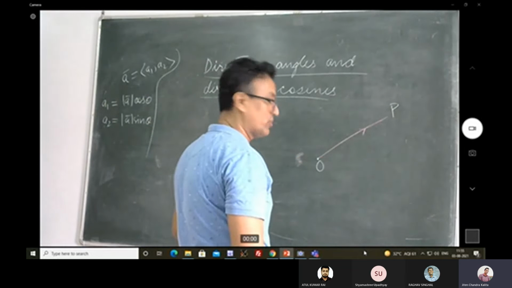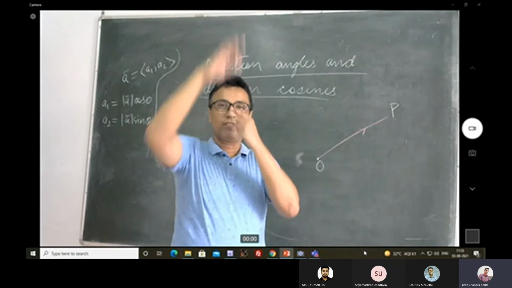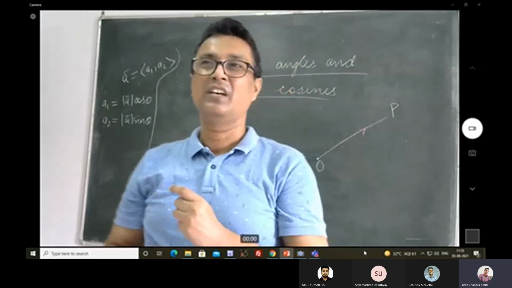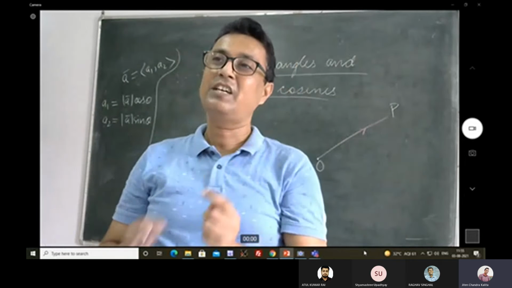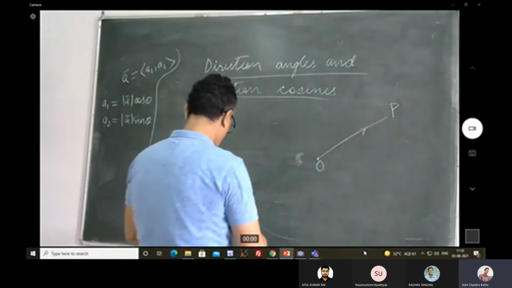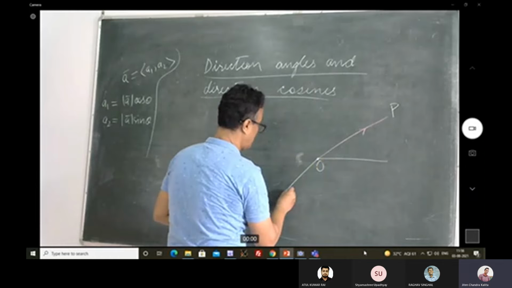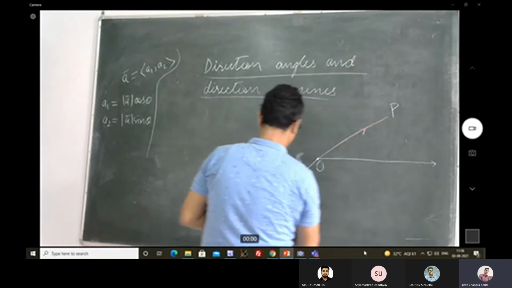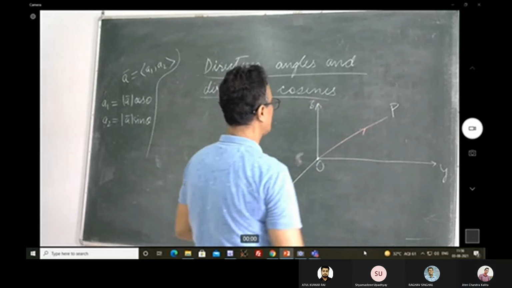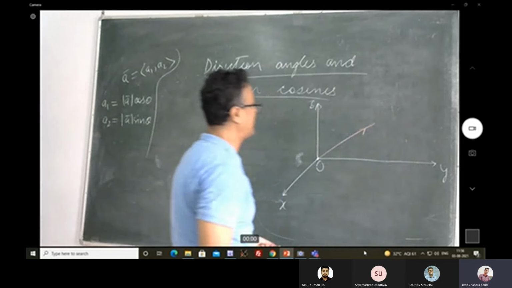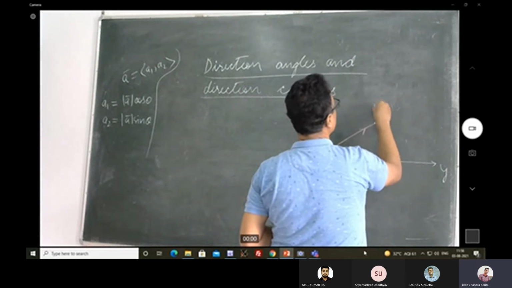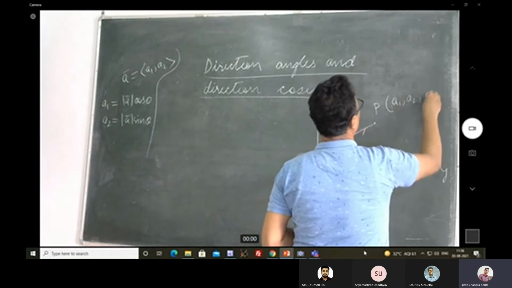Okay, so now I am going to consider a 3D frame of reference. Let me consider three orthogonal axes at the point O. I am going to rope in the x, y, and z axes at the point O. And now let us assume that this P has coordinates A1, A2, A3.